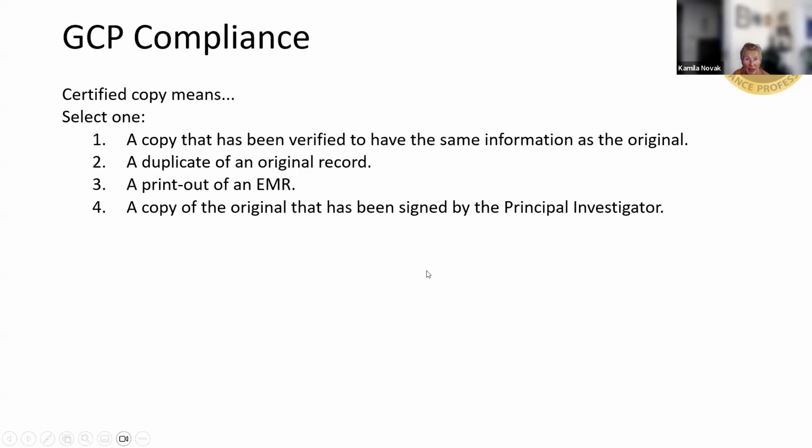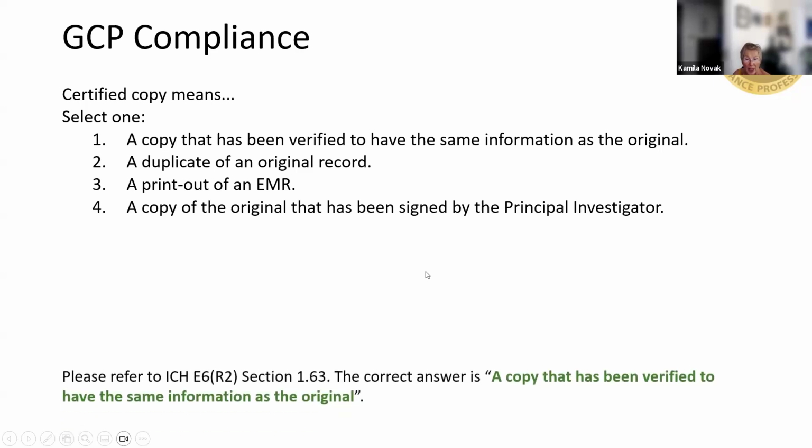So basically the answer is a copy that has been verified to have the same information as the original. That's from the glossary of GCP. But let's take a look at a printout of an electronic medical record. I would at least expect to accept it. It will be reviewed and signed. Then it means a copy could be a printout that has been verified to have the same information.